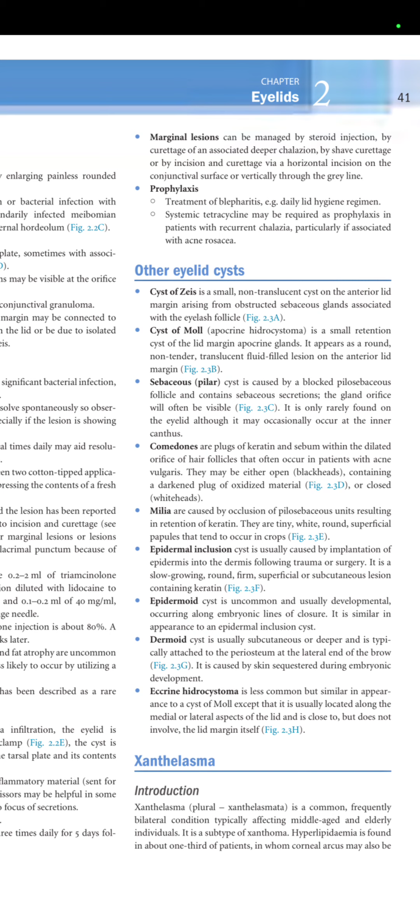Dermoid cyst is usually subcutaneous and deeper, and is typically attached to the periosteum at the lateral canthus of the orbit. So it has a bony involvement. It is caused by skin sequestered during embryonic development.